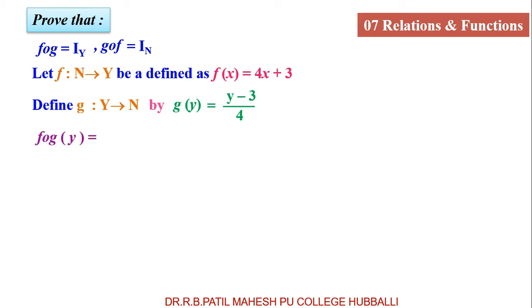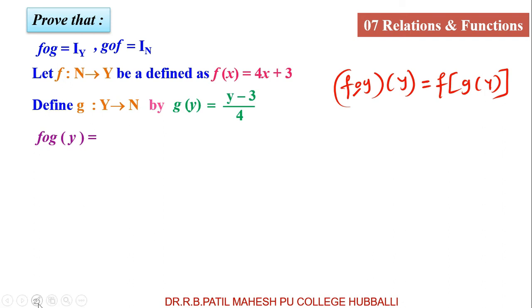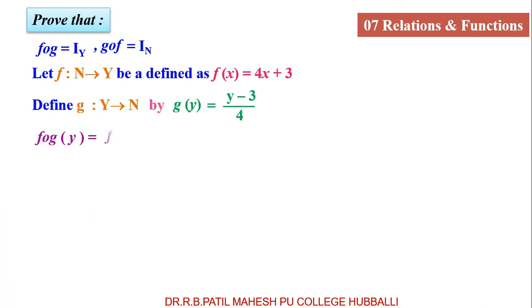According to the definition of composition that we discussed clearly in the previous class, f composition g of y will definitely be, removing the circle, f of g of y. This is the definition of f composition g. So taking this help, I am going to prove this as equal to f of g of y.